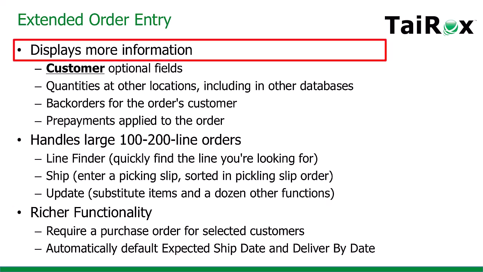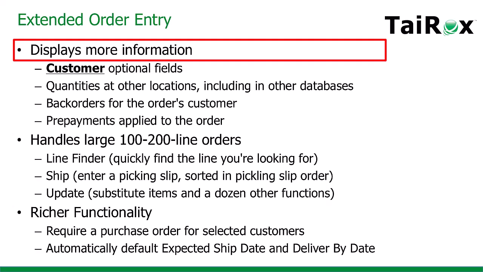More information. Customer optional fields are displayed so that you can see what kind of customer is placing the order. Quantities at other locations are displayed at the bottom of the screen, including locations in other databases. The Back Orders button shows all back orders for the current customer. You can apply multiple payments to an order in Sage 300, but there's no easy way to see these until we added a prepayments button.